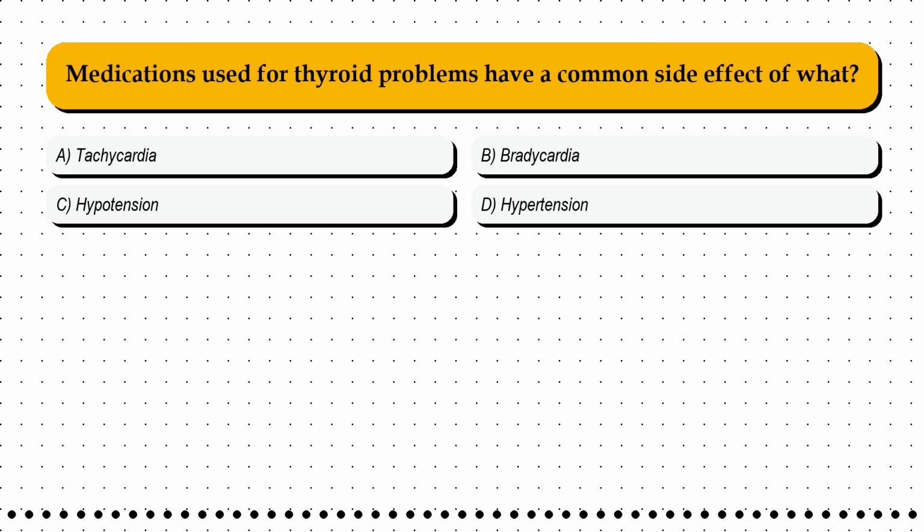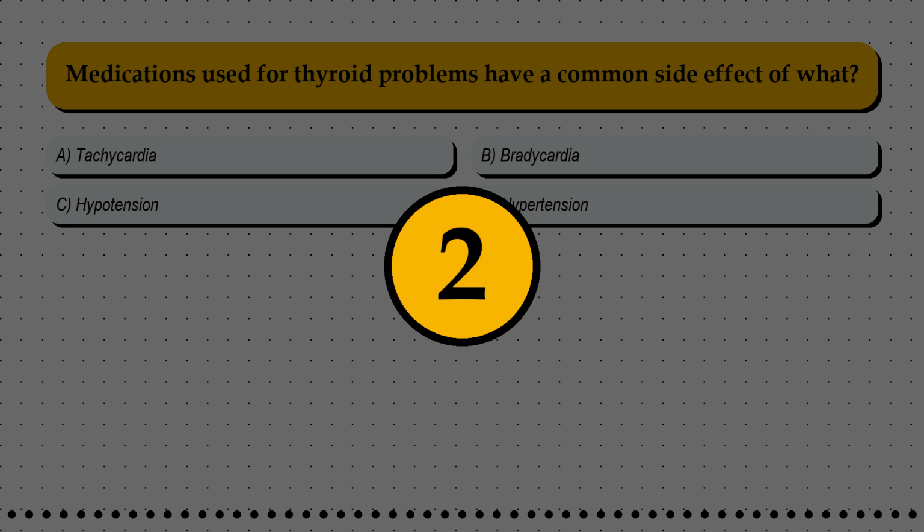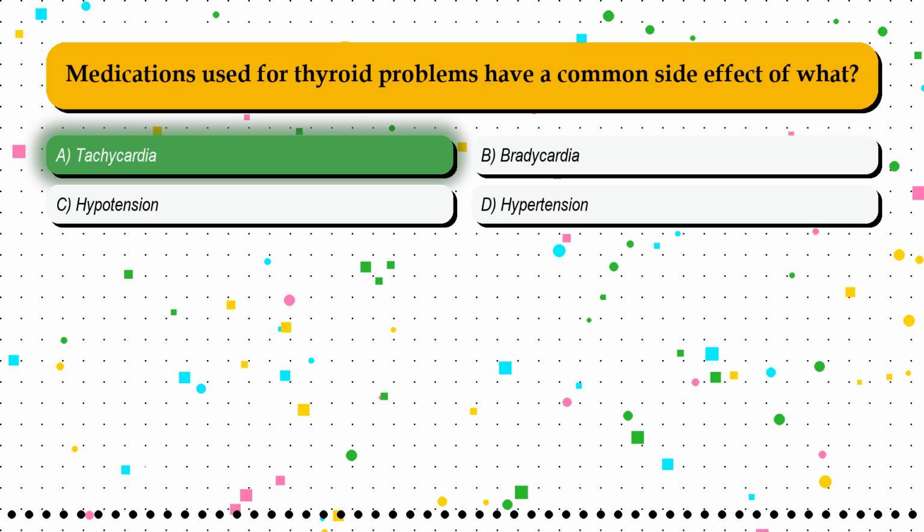Question 363. Medications used for thyroid problems have a common side effect of what? Option A, tachycardia. Option B, bradycardia. Option C, hypotension. Option D, hypertension. The correct answer is option A, tachycardia.